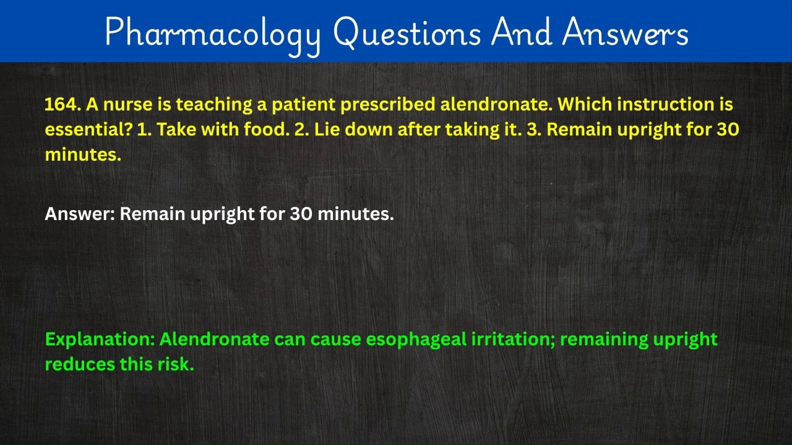164. A nurse is teaching a patient prescribed alendronate. Which instruction is essential? 1. Take with food. 2. Lie down after taking it. 3. Remain upright for 30 minutes. Answer: remain upright for 30 minutes. Explanation: alendronate can cause esophageal irritation. Remaining upright reduces this risk.